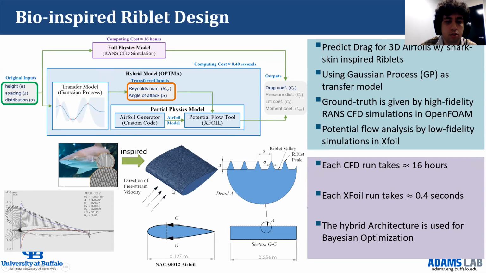So what we were trying to do was design some airfoils with sigmoidal-shaped riblets that have three parameters, H, S, and sigma. Based on these three parameters, we were trying to predict the drag coefficient. We had CFD runs that took 16 hours, but we could also use the potential field using Xfoil, which could take 0.4 seconds. So there's a clear computational time change here.